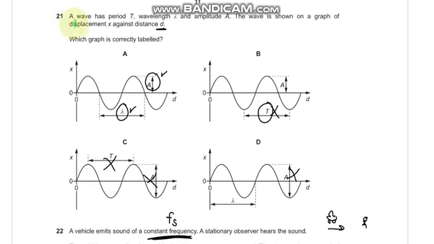So question number 21 asks which shows the correct labeling of displacement versus distance graphs. So let's see, A: this is the amplitude, that's correct, and this is the wavelength, it's the distance axis, so displacement is correct. So A is the appropriate answer.